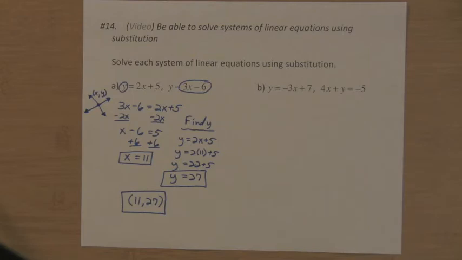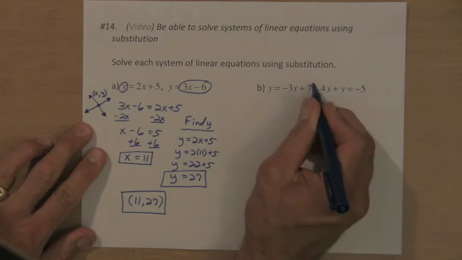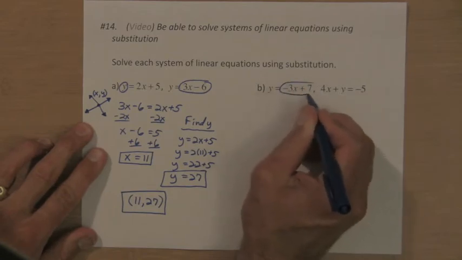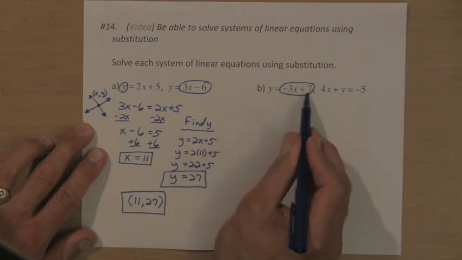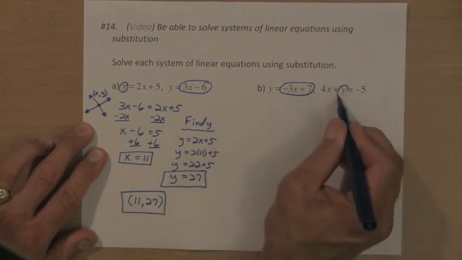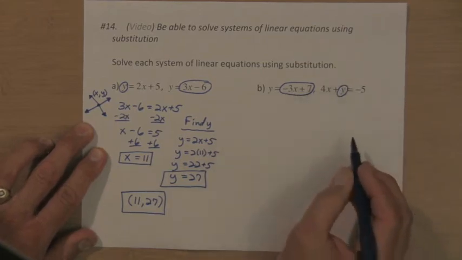The second is 4x plus y equals negative 5. The second one doesn't say what x equals by itself or what y equals by itself, but the first one does say what y equals. So this is my substitutor I'm going to use. The first equation says, hey, every y in this problem can be substituted with negative 3x plus 7. So I'm going to take out this y and substitute with negative 3x plus 7.